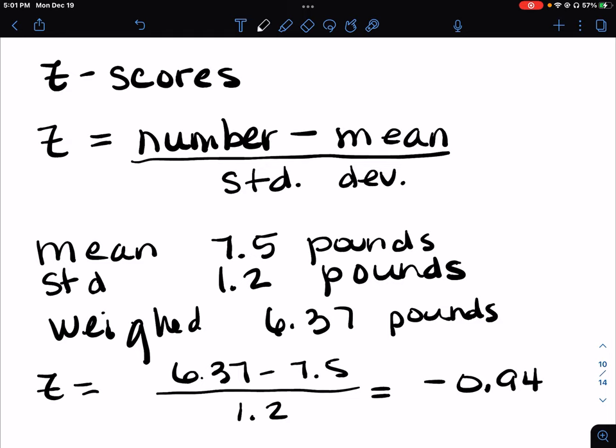So let's say the mean birth weight is 7.5 pounds. The standard deviation is 1.2 pounds. And a baby weighed 6.37 pounds. So the Z-score for that would be to take 6.37, subtract the mean of 7.5, and divide by the standard deviation that was given. Okay, the mean and standard deviation have to be given to you in the problem.